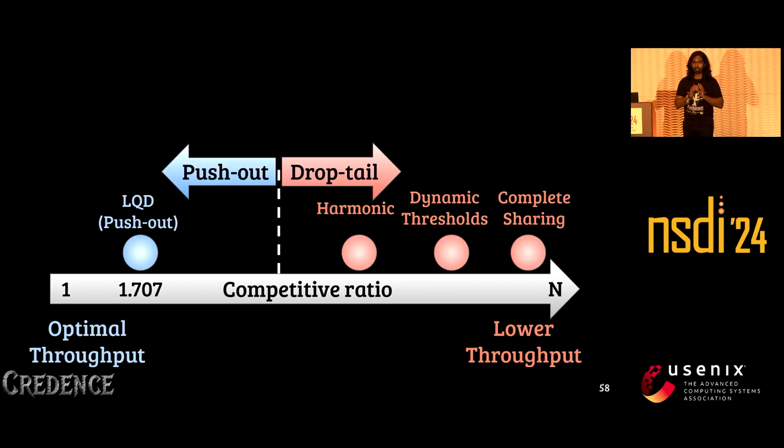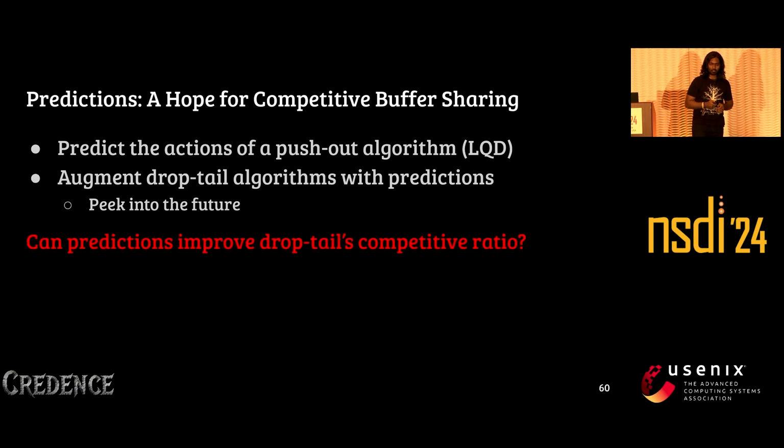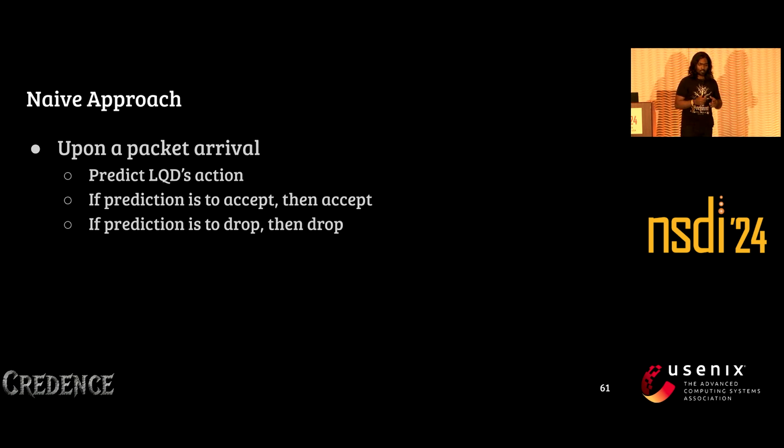The short answer is that, unfortunately, we cannot unlock any of the space between the existing algorithms and the push-out. There is a well-known strict lower bound for drop-tail's performance in the literature. So given that, we still have some hope that predictions might improve buffer sharing performance. The idea would be to predict the actions of a push-out algorithm, and then augment a drop-tail algorithm with these predictions. This way, the algorithm can peek into a tiny window of the future, and the hope would be that we might be able to reduce the competitive ratio of drop-tail algorithms. Let's see if this works.